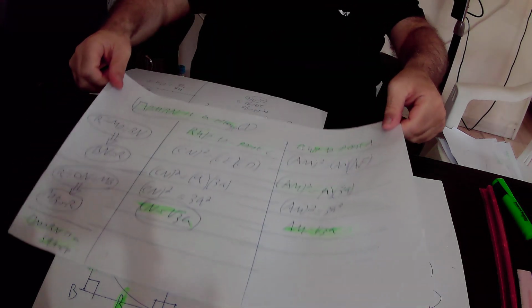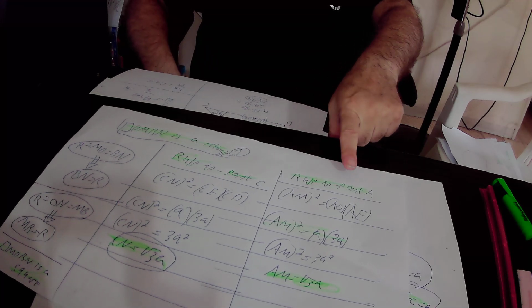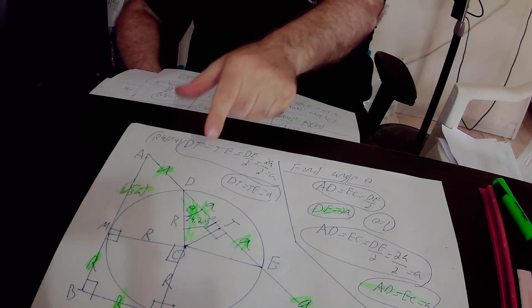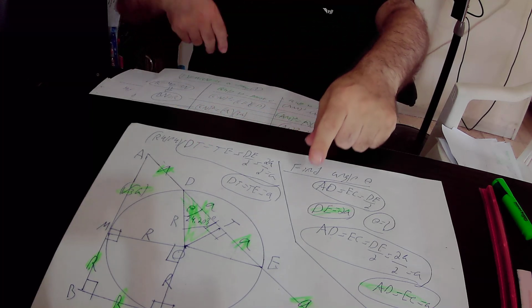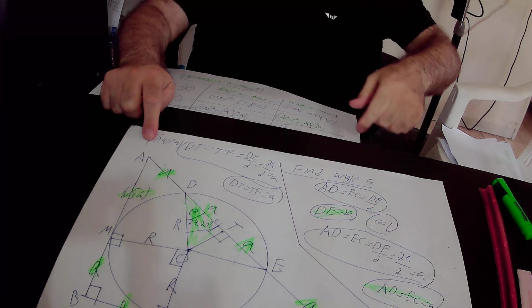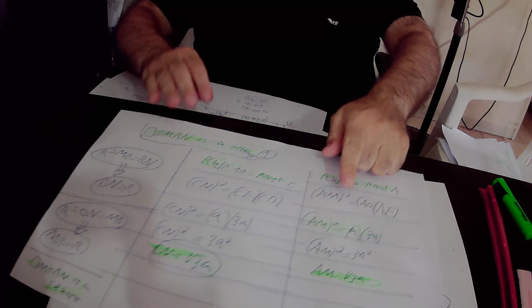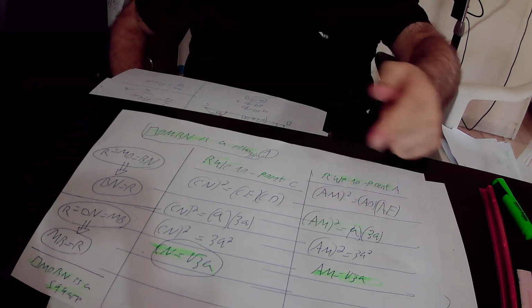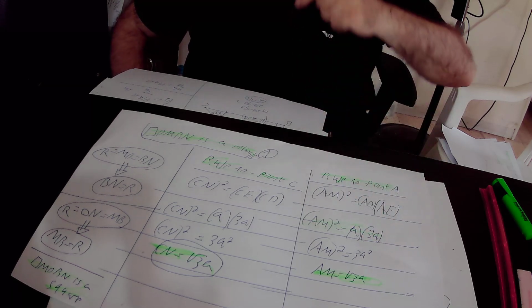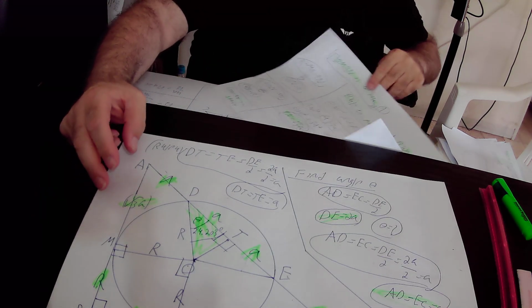Again, from the starting point A, AM square equals AD times AE. AD equals A, so we substitute AD by A. AE is 3A, so we substitute AE by 3A. In conclusion, AM square equals A times 3A, that is 3A square, so AM square equals 3A square. We take the square root of this equation and find that AM equals square root of 3 times A. Here, AM equals square root of 3 times A.